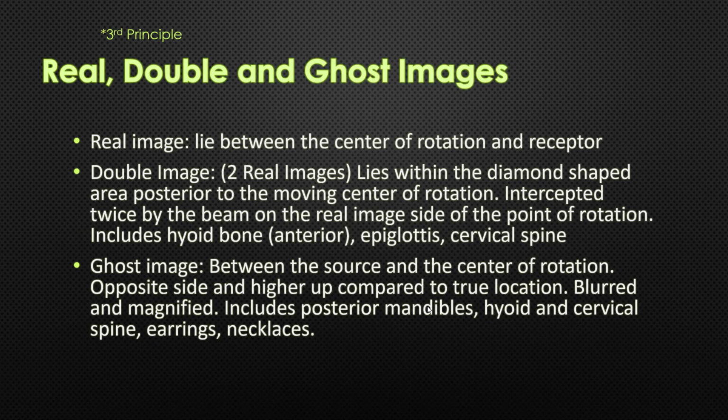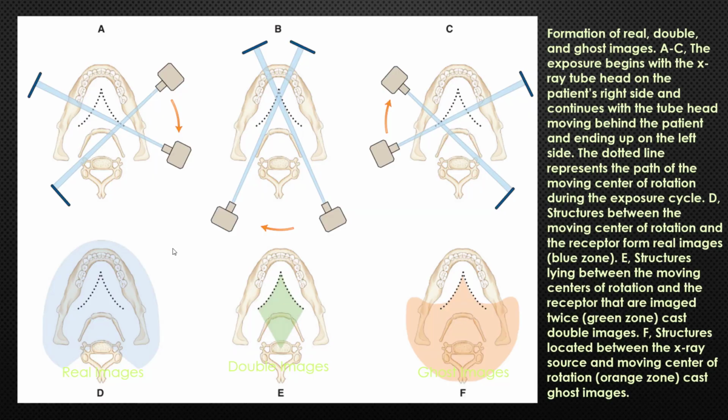And so this is our third principle. Understanding ghost images in panoramic imaging can be a little complex, but as long as you understand the principles, you can typically figure out where things are coming from and why you have ghost images. And so let's talk about, first of all, what's a real image, and that's something that lies between the center of rotation and the receptor. And then we'll talk about double images and ghost images.